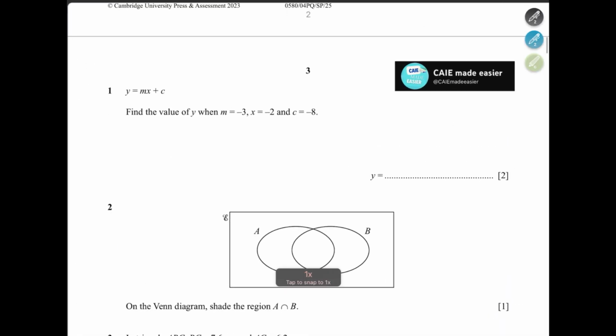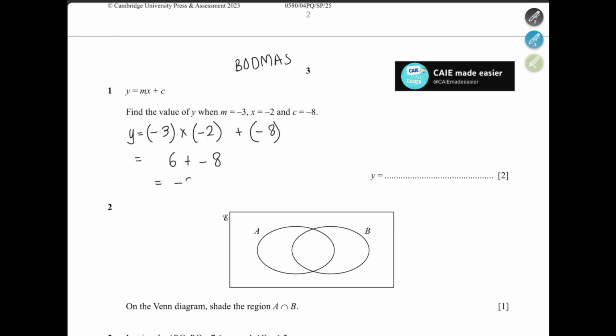Alright, so in the first question, we have the equation y equals mx plus c. Find the value of y when m equals -3, x equals -2, and c equals -8. So y equals m, which is -3, multiplied by x, which is -2, plus -8. This is going to be -2.